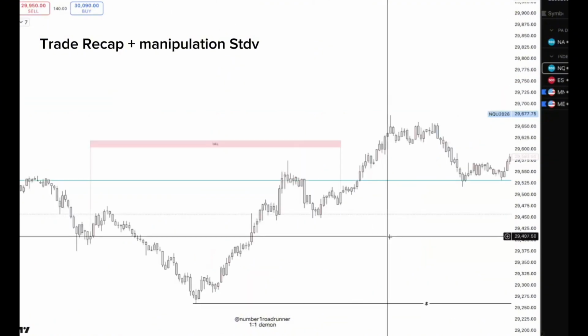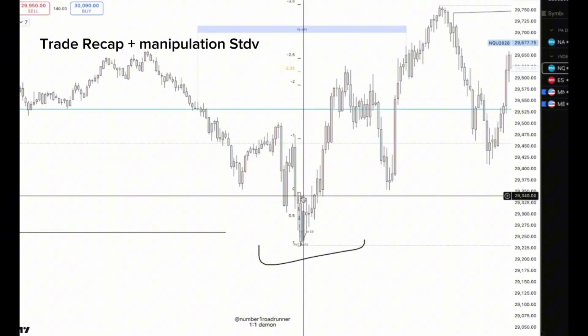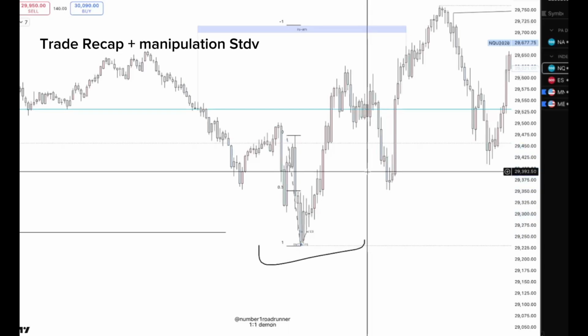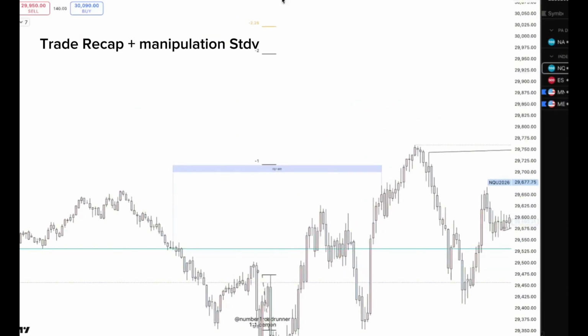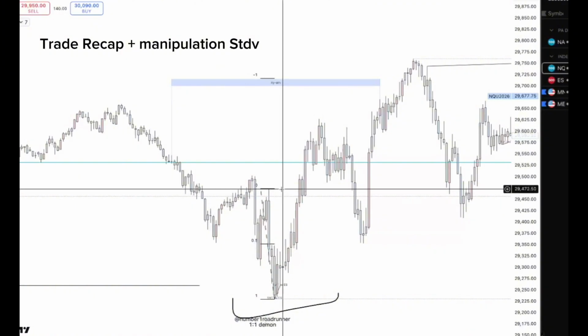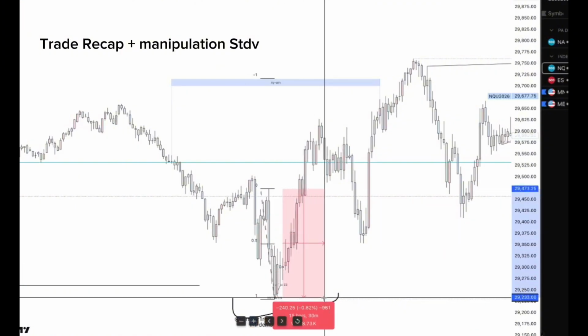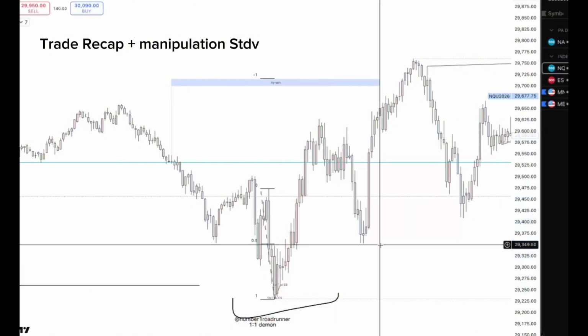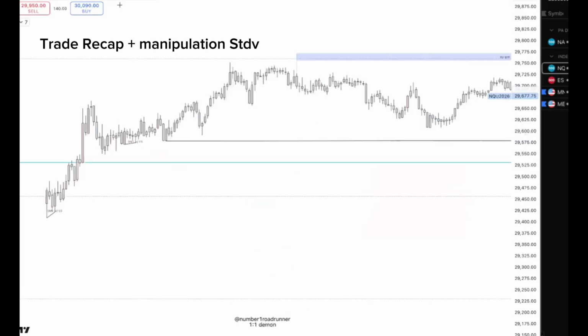And you're probably like, why not the 2 minute or the 3 minute? Look, that would be our last manipulation leg. That's too big. Our manipulation leg can't be a whole big move, because this is a whole big move. Look at this, this is a 250 point move. Manipulation is never that big.